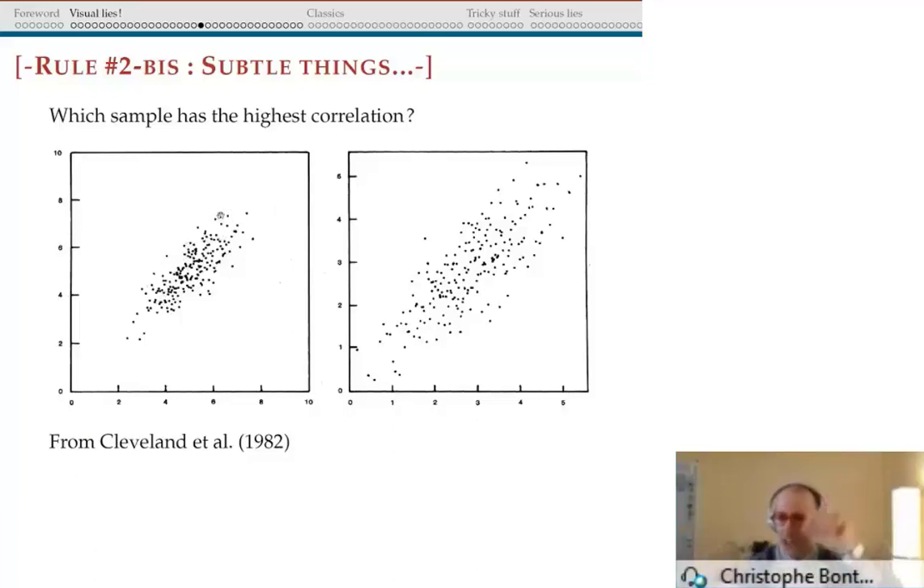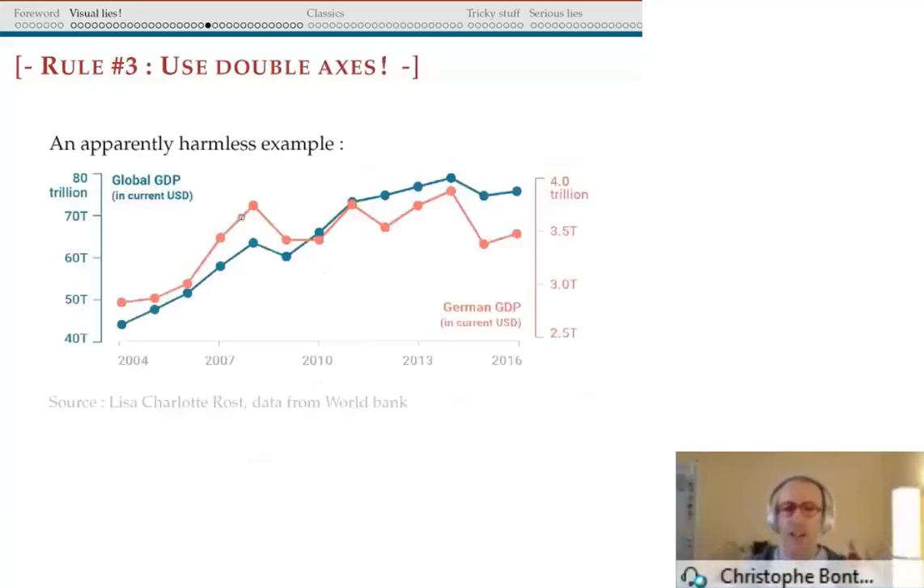We were playing with one axis, the vertical one or the horizontal one. What about double axis? So I've taken this example from Lisa Charlotte Rost. It's a very famous example where she wants to emphasize the problem with double axis. In fact, if you want to fool yourself or to fool anybody else, use double axis. It's really magnificently easy. It's wonderful. You can play with that and show whatever you want.